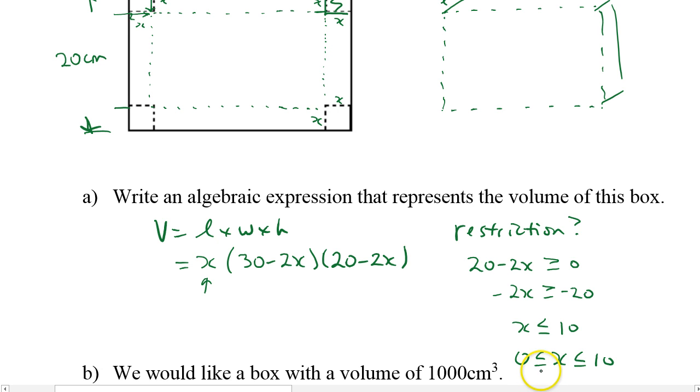In fact, maybe not even the equal signs, because we really shouldn't have a 0 volume of a box, so maybe we'll get rid of that one and get rid of that one. So x has to be somewhere between 0 and 10.